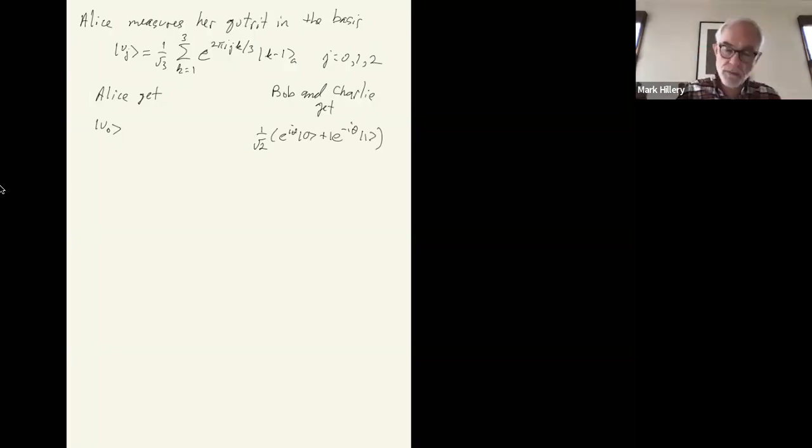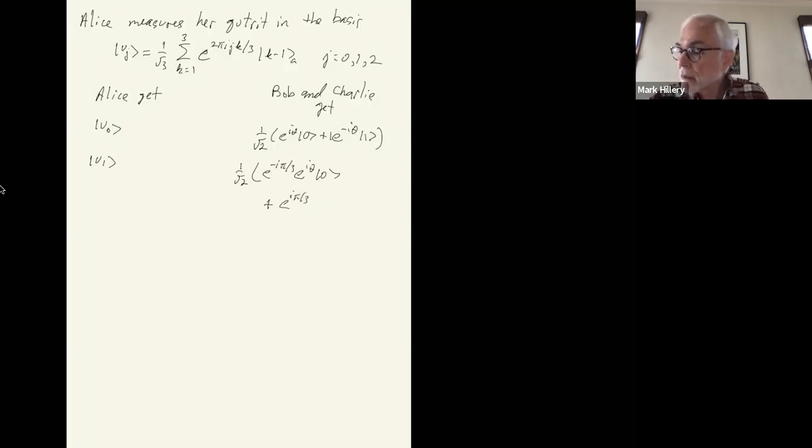So what happens if she gets one of the other basis states? If she gets U1, Bob and Charlie get the following state: 1/√2 times e to the minus i pi over 3, e to the i theta, 0, plus e to the plus i pi over 3, and then e to the minus i theta, 1. Again, they're disentangled, and they have that state. Now, the problem there is, of course, they have this extra phase factor that they don't really want, e to the either plus or minus i pi over 3, but that's easy to get rid of.